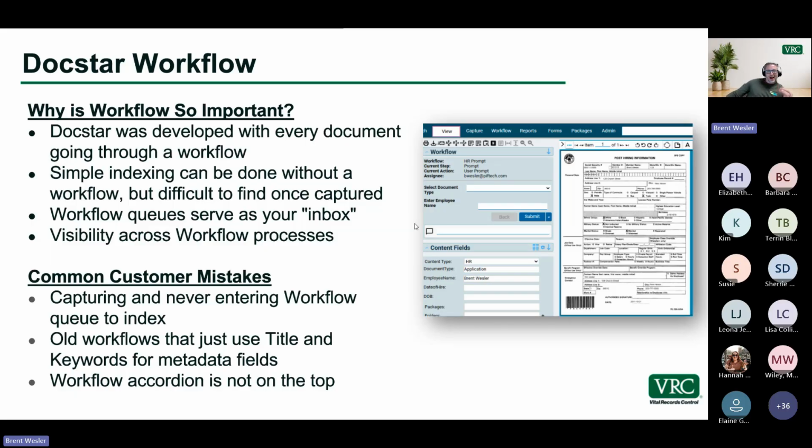We also see a lot of older methodologies. So back when I talked about Docstar 3X, it used something called title and keywords. So basically 2 fields, and we cram everything into those 2 fields versus having separate fields like vendor name, contract party, start date, end date. We used to throw everything in title and keywords. So if that's the case, you might want to engage us for some redesign.